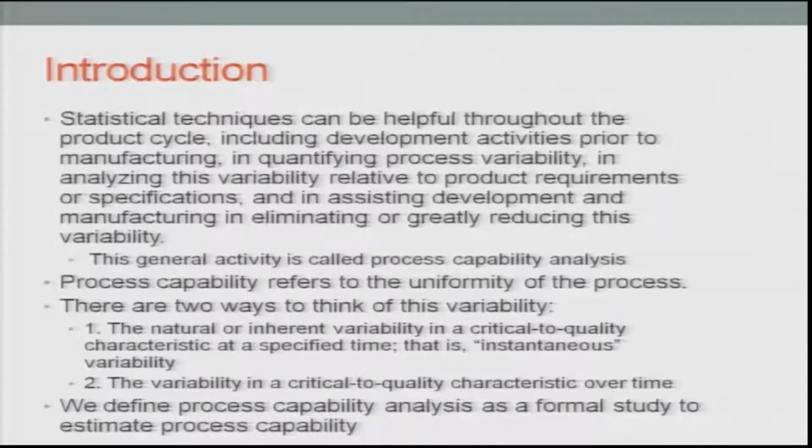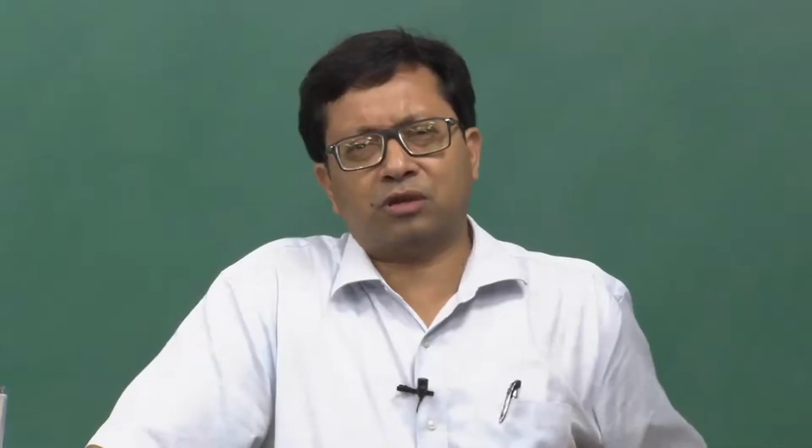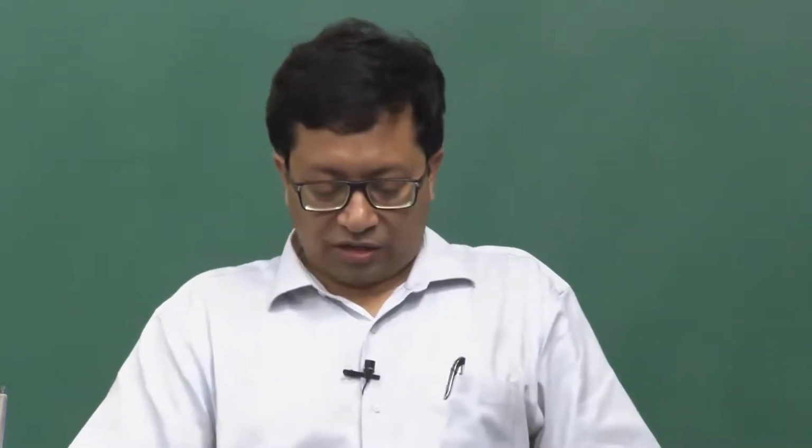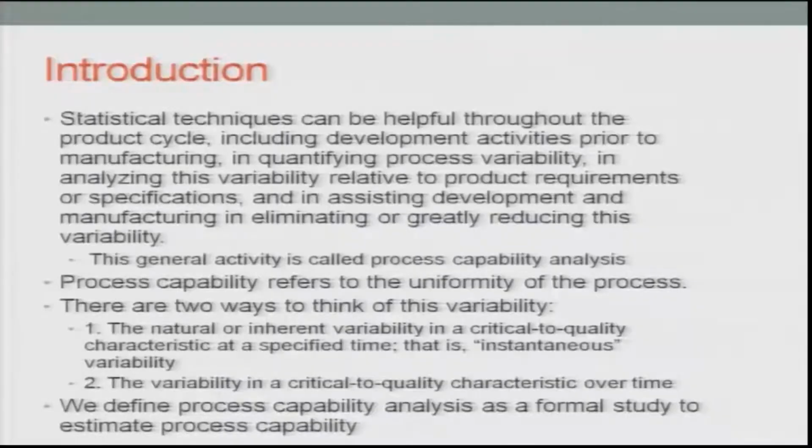So, there are two ways to think of the variability. In any process there would be variability, some would be external noise which you cannot control, some would be internal which you should definitely control. The natural and inherent variability is critical to quality characteristics at a specified time. That is instantaneous variability, and that can be utilized by the person doing the study to pass corrective judgment about whether to use the variable charts or the attribute charts and take corrective actions accordingly.